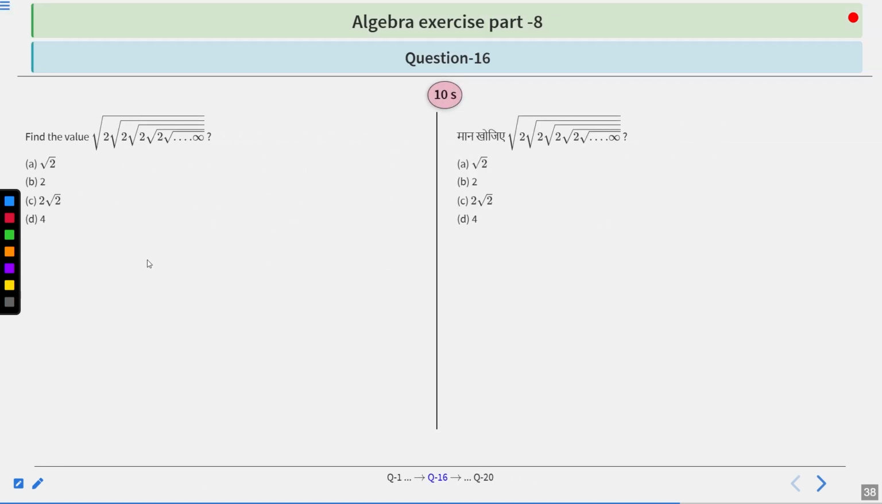Next is find the value of under root 2 into under root 2 into under root 2 and up to infinity. And the options are option A under root 2, option B 2, option C 2 root 2, and option D 4. These are the options, and I'm giving you 10 seconds to find out the correct answer. After that, I will do the solution for you.